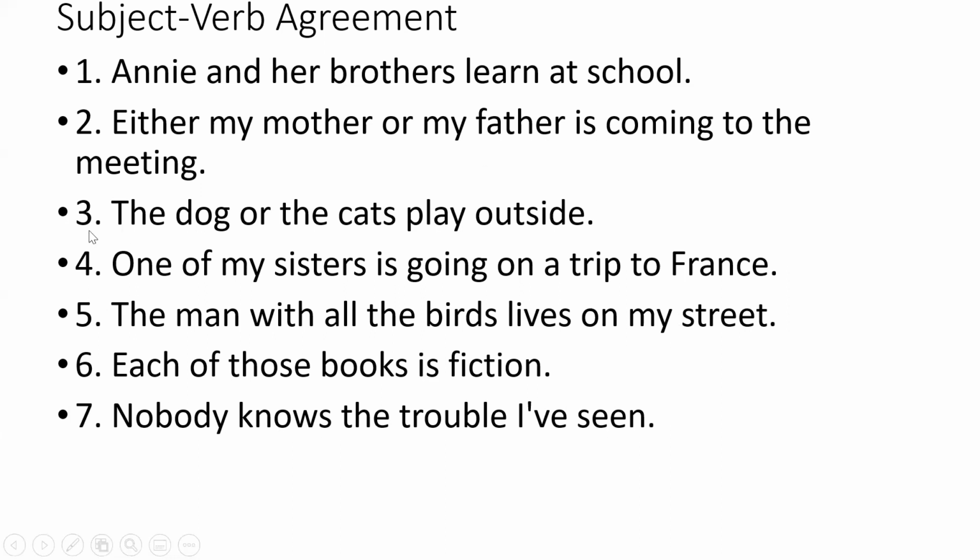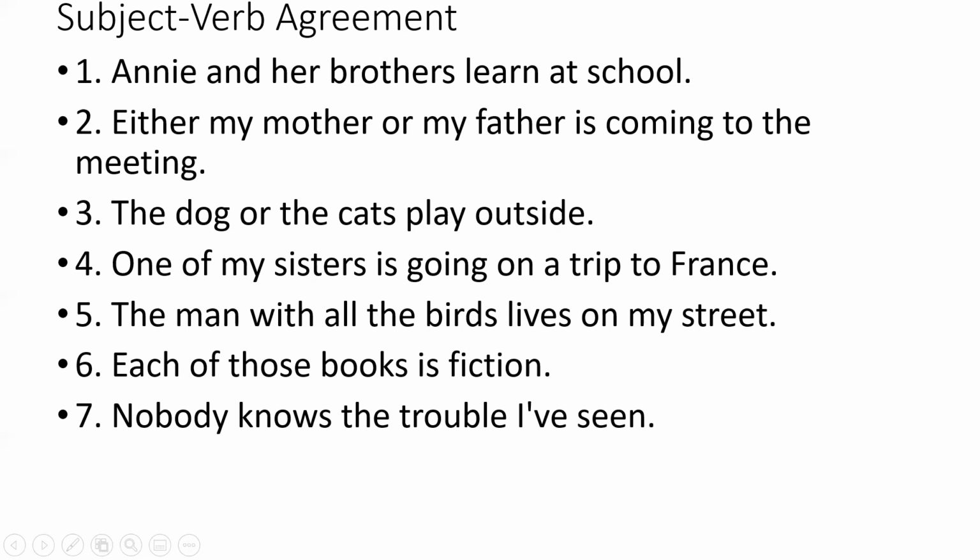But in number 3, the dog or the cats play outside. In this case, cats is plural. Cats is the last subject listed. Cats is plural. So we're going to have a plural verb. The dog or the cats play outside. If I switch the sentence around and said the cats or the dog, then the verb would be plays. So it depends on the order. And if you have more than one subject ending with or.